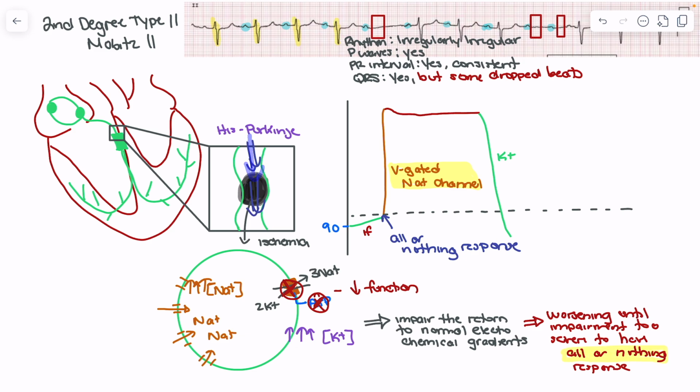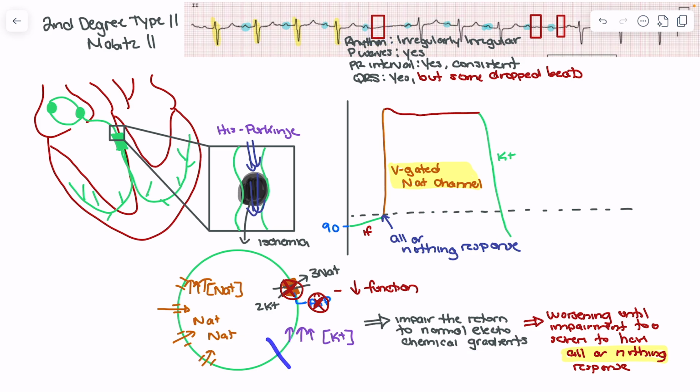With every impulse, this area that is ischemic is having a harder time clearing sodium from the cell and a hard time restoring intracellular potassium levels. We won't see that getting worse because it's an all or nothing response. As long as we hit the tipping point, we'll generate an impulse. That's what we see: impulse after impulse after impulse with no sign of problems, until eventually the impairment is too severe, we no longer have an impulse, and we drop our beat. How long that takes can vary.